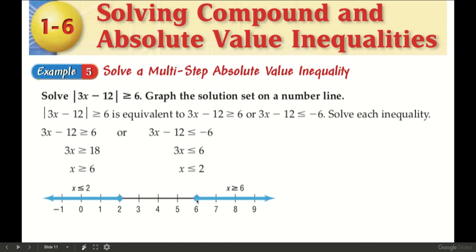And any value where x is greater than or equal to 6 will also make this inequality true. You could actually test these values. You can substitute them in for x, and you would always get a true statement. It would always make the inequality work. So here's the solution set, right? For all values of x, x must be greater than or equal to 6, or x must be less than or equal to 2.